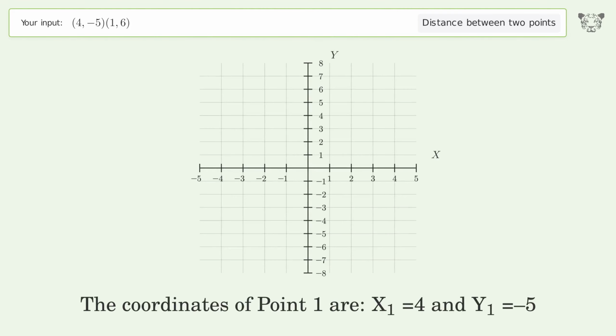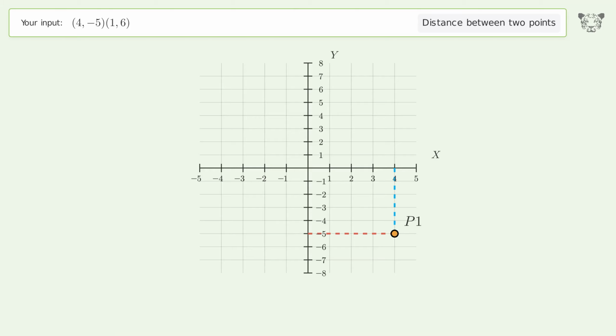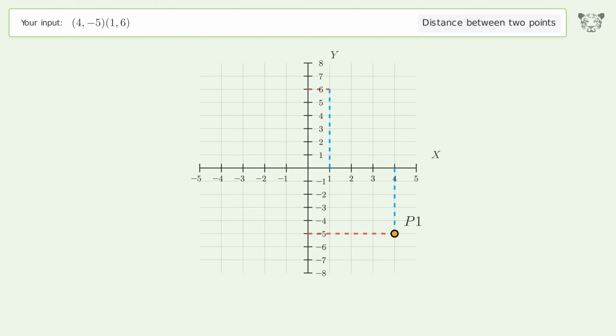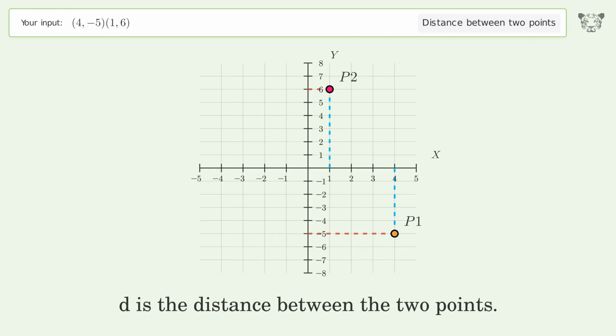The coordinates of point 1 are, x1 equals 4 and y1 equals -5. The coordinates of point 2 are, x2 equals 1 and y2 equals 6. D is the distance between the 2 points.